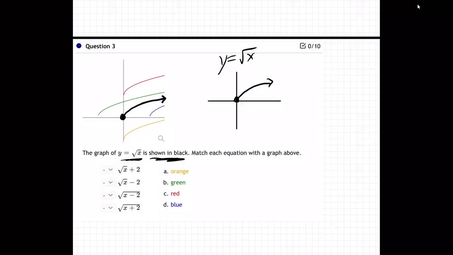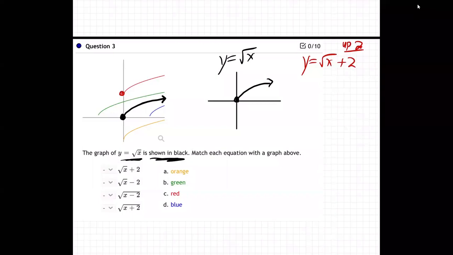Now, what happens when we start tinkering with it and we put in a +2 or a -2 in different places? First off, we could put a +2 outside of the root. So notice there's a difference whether it's a +2 or -2 and whether it's inside the root or outside the root. That matters a lot. So basically, here's the deal. If you put the +2 outside the root, that's going to make it go up 2.